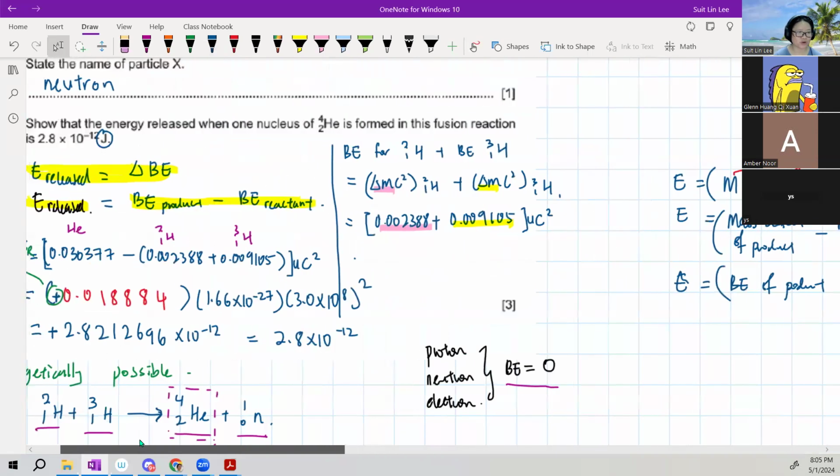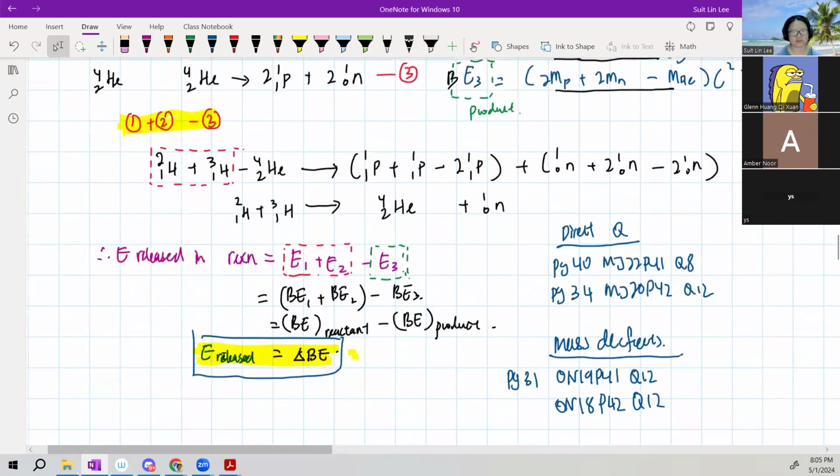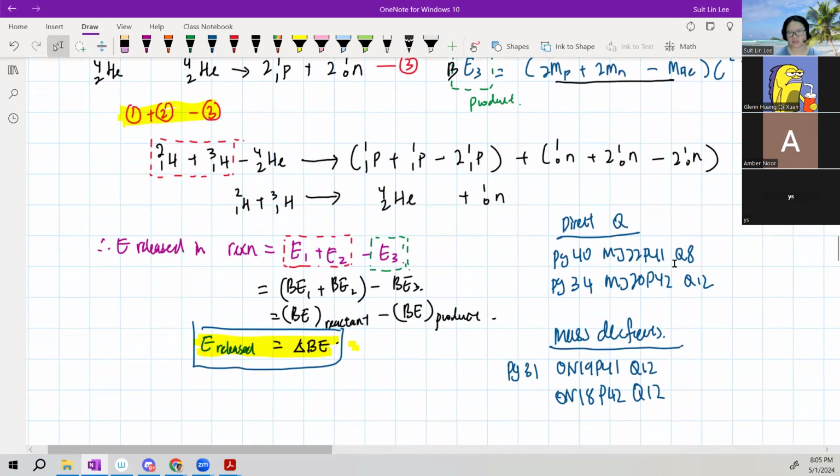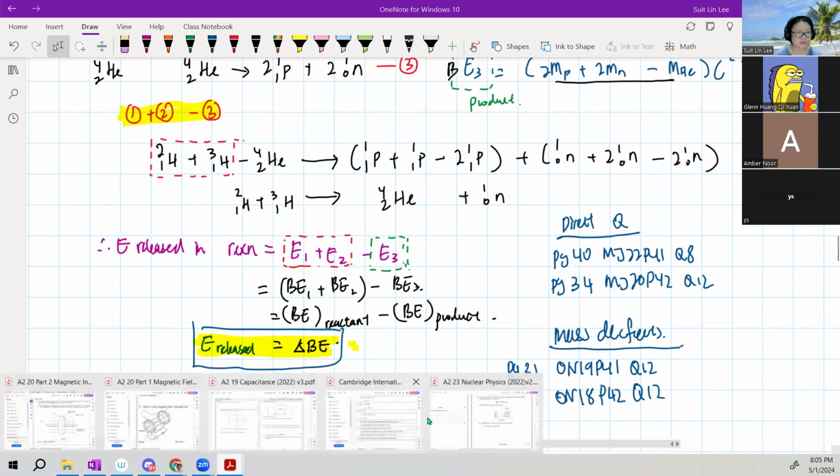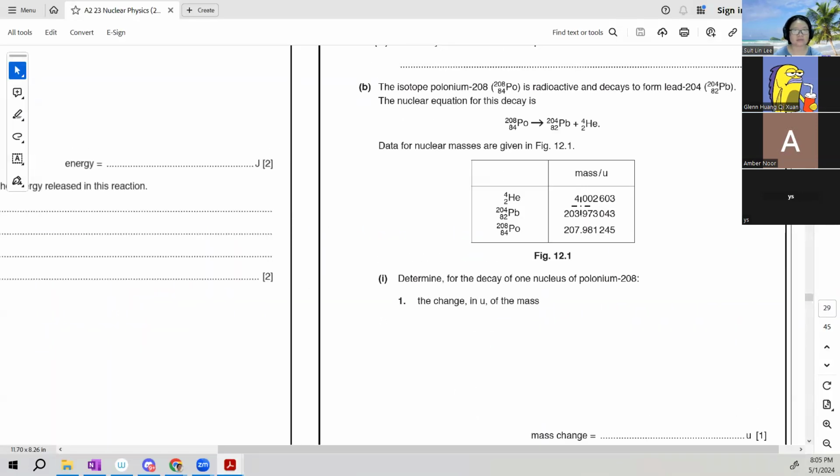So you should go and at least practice some questions. Here are some suggested questions. Some of them are more direct. They directly give you the mass of the nucleus, so your life is easy. For example, like this one, they give you the mass of everything: the mass of helium, the mass of plumbum, the mass of polonium, and you just need to subtract.